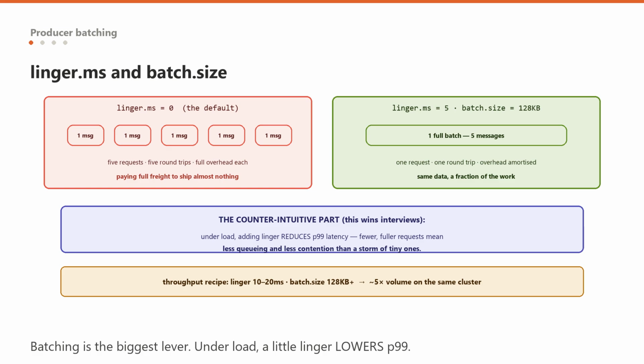Here is the counterintuitive part, and it wins interviews. Under real load, adding linger usually reduces end-to-end latency. The naive view says waiting 5 milliseconds adds 5 milliseconds. But fuller batches mean fewer requests, less queuing on the broker, and less contention everywhere, so the 99th percentile drops even though you added a deliberate pause. For throughput-heavy workloads, raise batch size to 128 kilobytes or more, and linger to 10 or 20 milliseconds, and watch the same cluster move 5 times the volume. This is free performance. The defaults simply do not assume you want it.